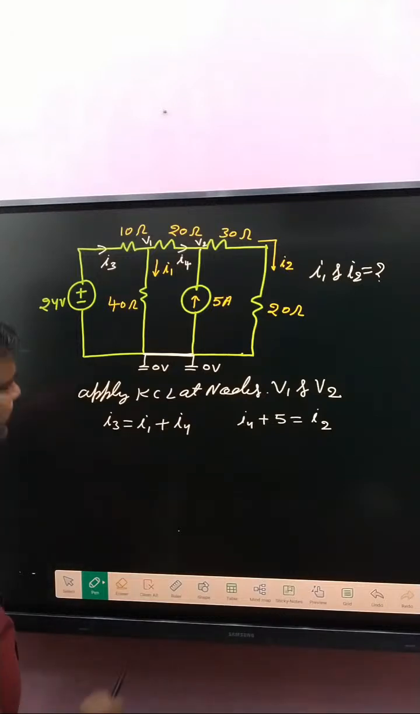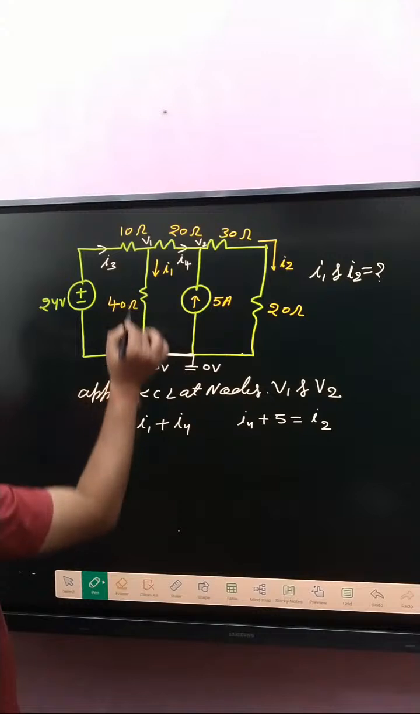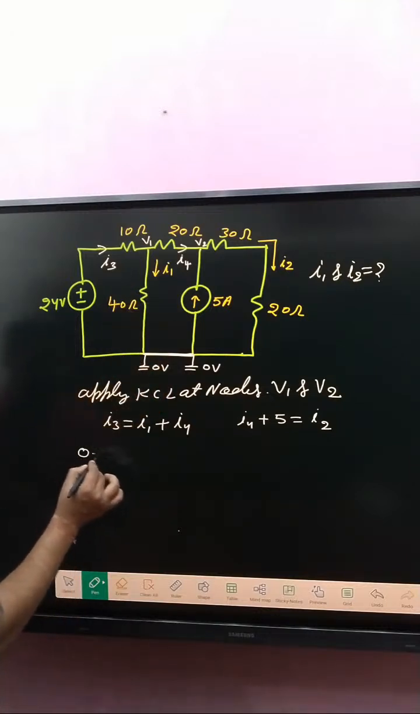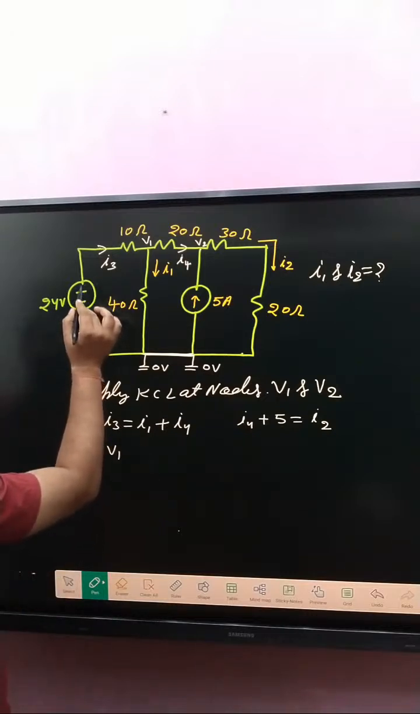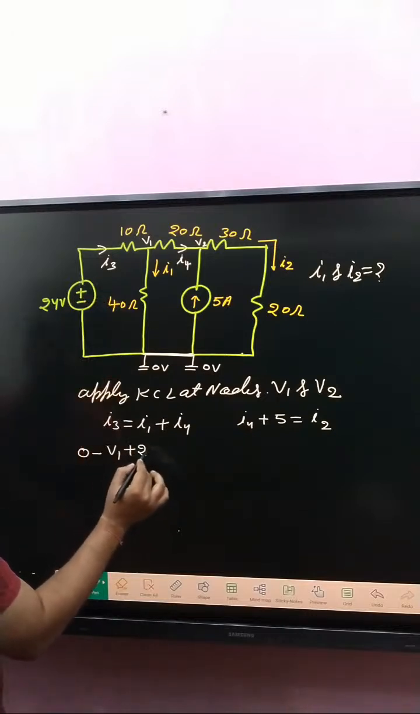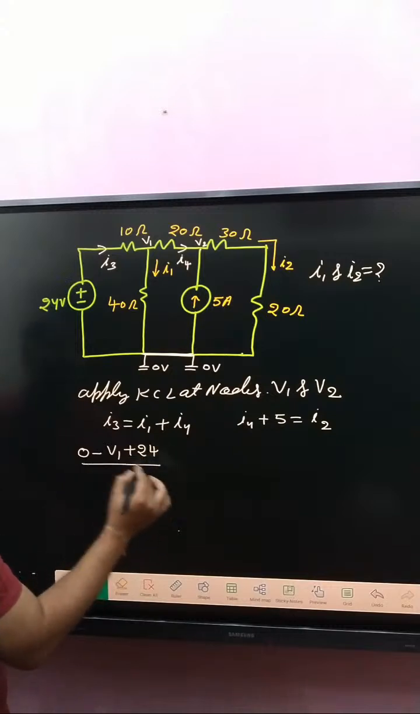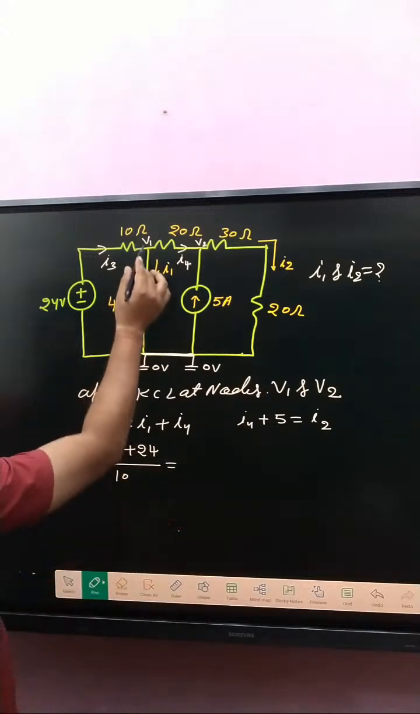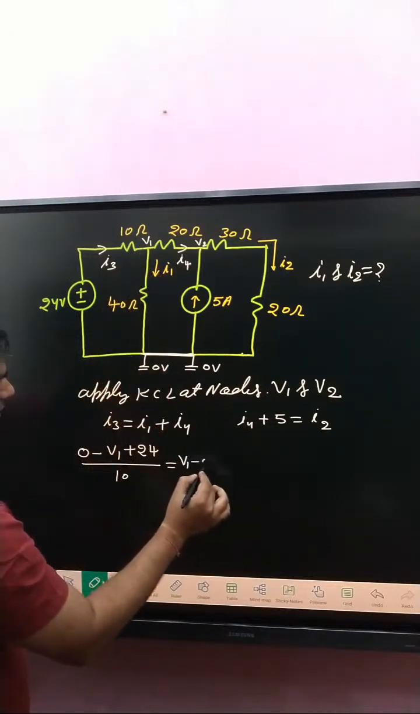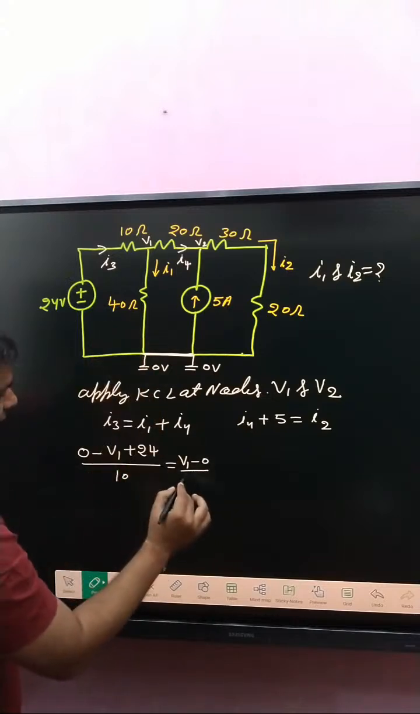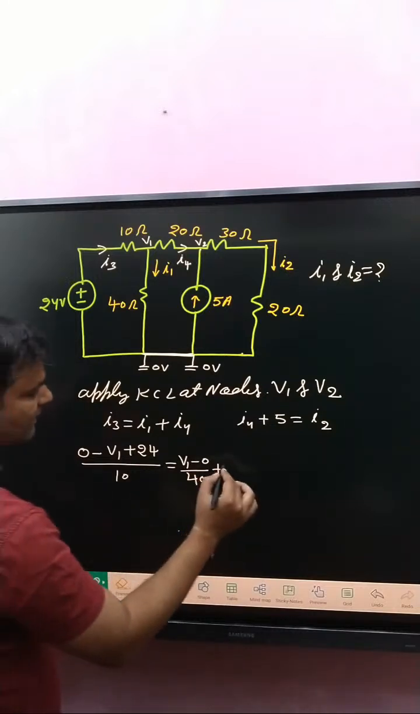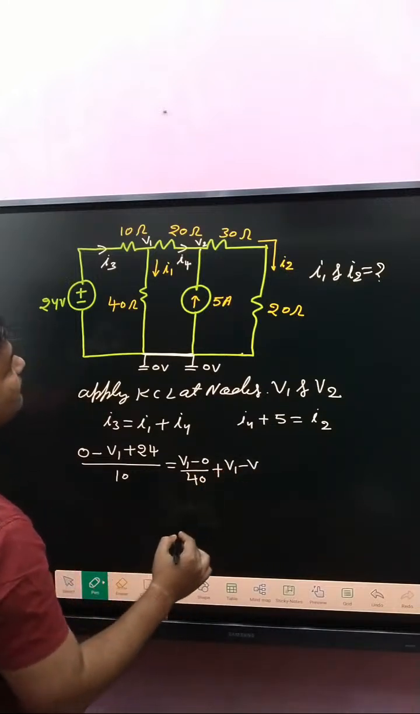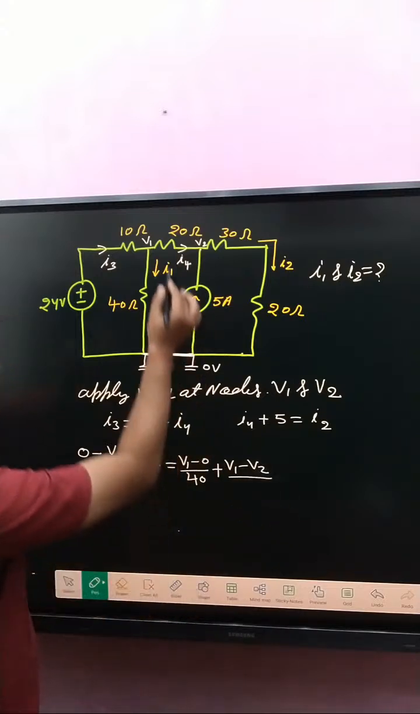Now next step is, what about I3? I3 is written, that's 0 voltage. So 0 minus V1, current leaves from the positive terminal, so plus 24, divided by how much? 10. What about I1? V1 minus 0, V1 minus 0 divided by 40. What about I4? I4 is written simply V1 minus V2 divided by how much? 20.